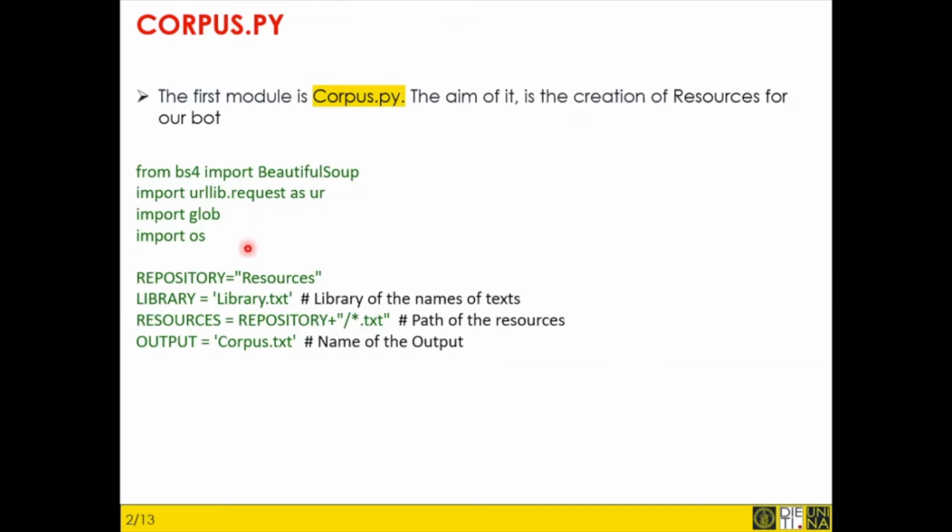Glob and OS, finally, are used just to manipulate files, so to create files, to create folders, to delete files, and so on. Finally, we have these constants that are created just to make the whole code more customizable, to change, for example, the way the folder is called, how files are going to be saved, and stuff like this.